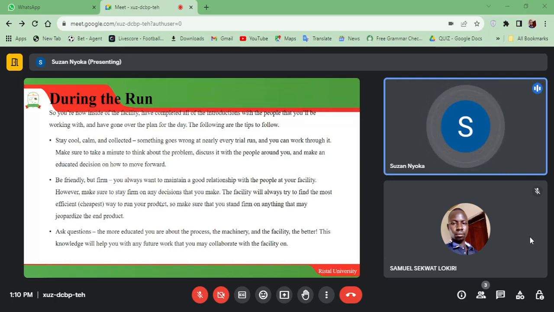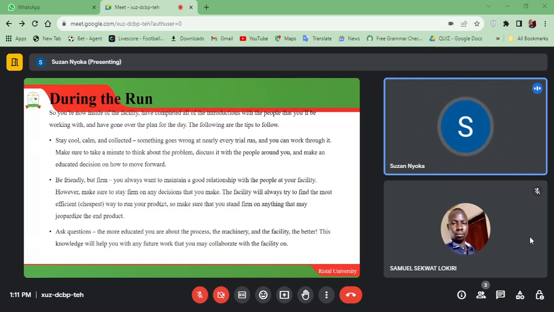And then you need to be friendly but firm. You always want to maintain a good relationship with the people at your facility. However, make sure you stay firm on the decisions that you make. Don't let them influence you. Since you're the expert of the product, you need to stay friendly. Take in everything, but make sure you stay firm.